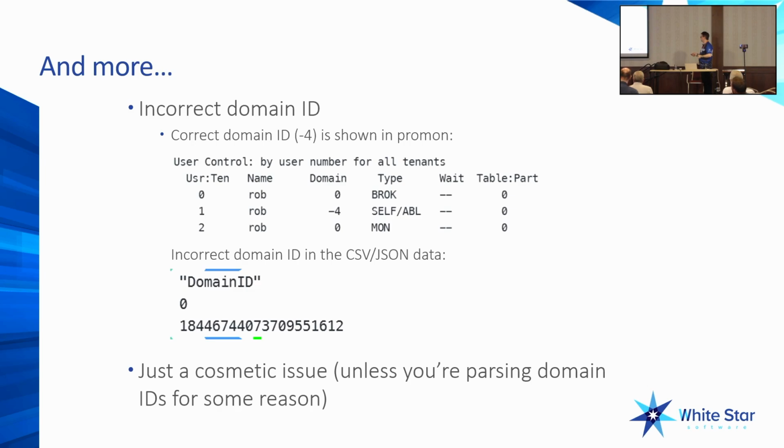Unfortunately, the data output routine seems to have handled -4 as an unsigned integer instead of a signed integer, and it's what's that, 18 quadrillion? I don't know. It's a big number. It's the wrong number. It's actually -4. But again, it's just a cosmetic issue unless for some reason you're parsing domain IDs.